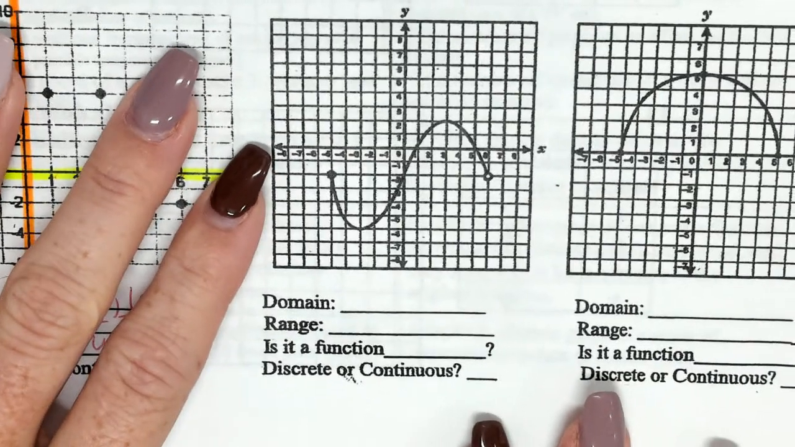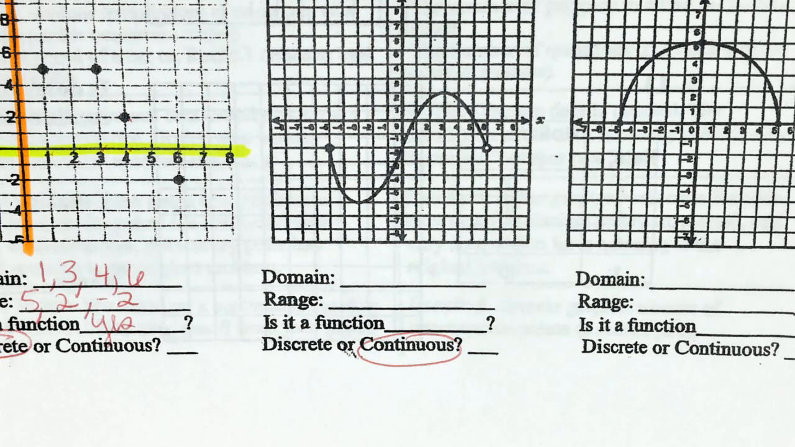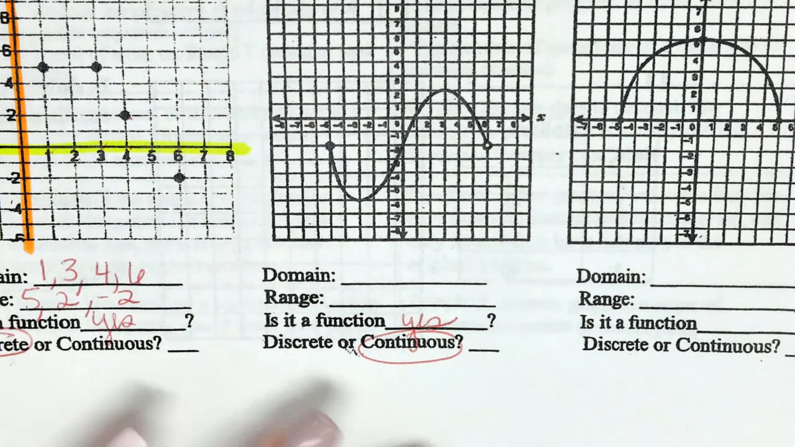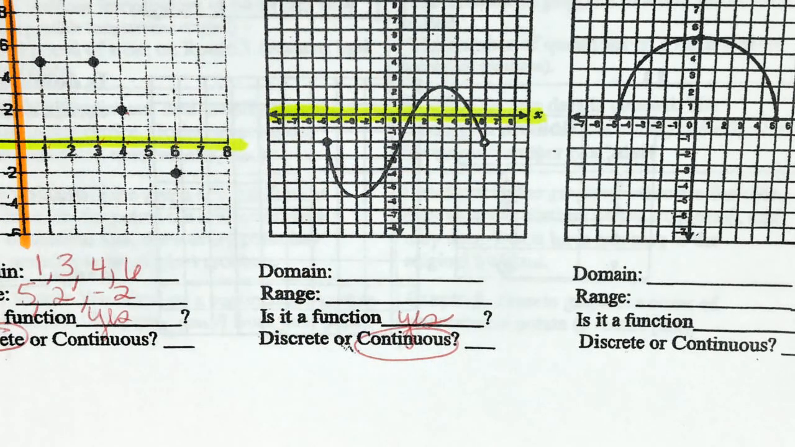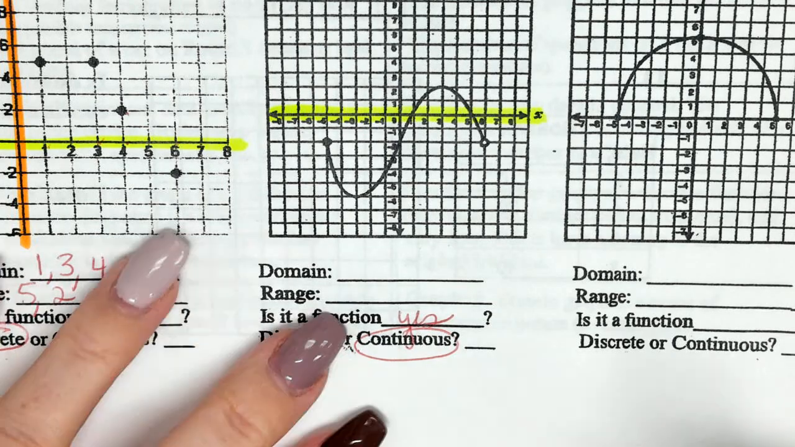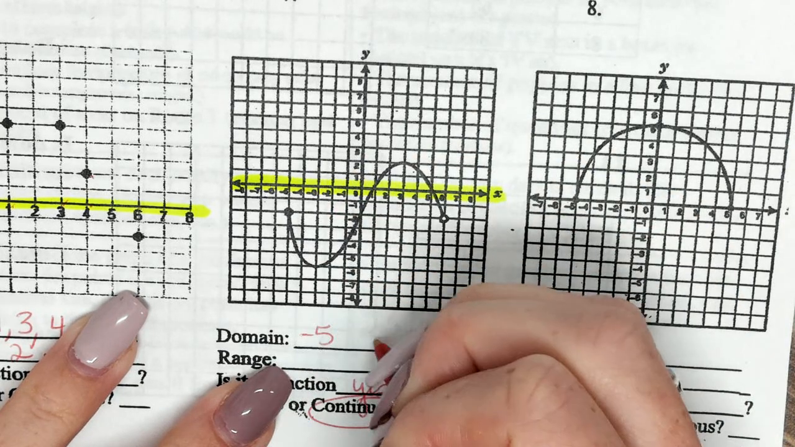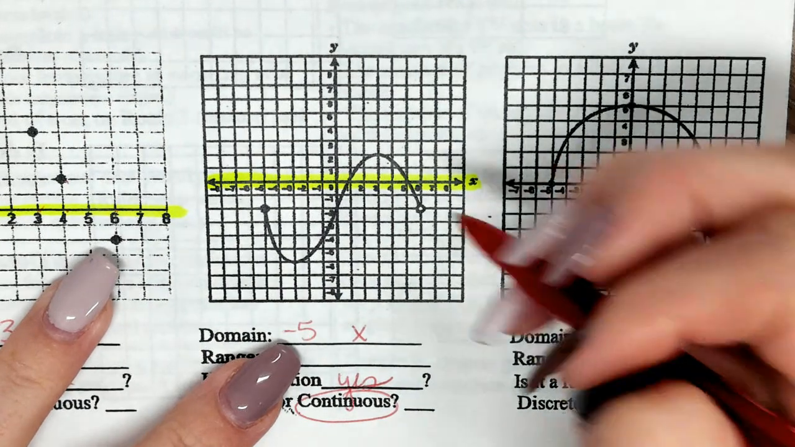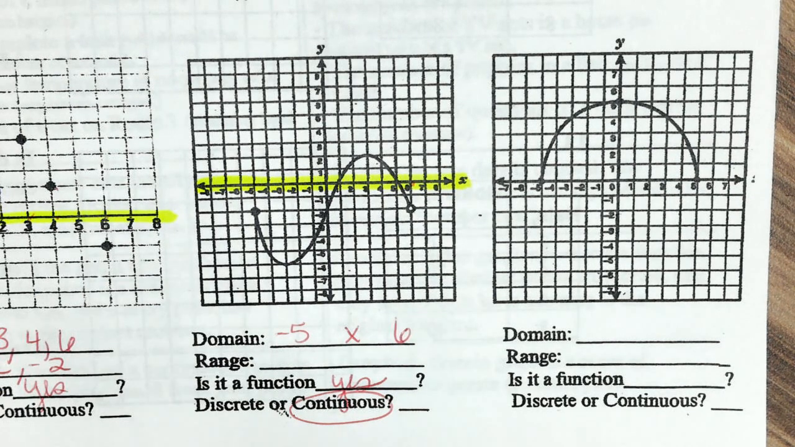All right, let's go to the next one. Continuous or discrete? Continuous. Is it a function? Yes. Why? Because if I draw a vertical line, it's only going to touch once. All right, highlight the x-axis. If it's continuous, you're going to write an inequality. Yes? All right, find the lowest point on the x-axis. Everybody found it? Yep. It's -5. Put x in the middle. Find the highest point on the x-axis. 6.